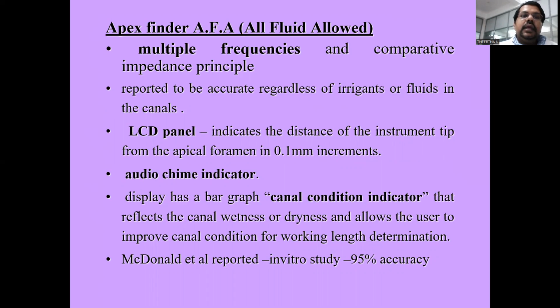Now, then came the multiple frequency, or the fourth generation, as we now call it, the Apex Finder AFA, all fluid allowed. It works on multiple frequencies and the comparative impedance principle, and is reported to be accurate regardless of the origins of fluids in the canals. The LCD panel indicates the distance of the instrument tip from the apical foramen in 0.1 mm increments. There is an audio indicator, like we said before, and a visual indicator. It is displayed as a bar graph canal condition indicator that reflects the canal wetness or dryness and allows the user to improve canal condition for working length determination.